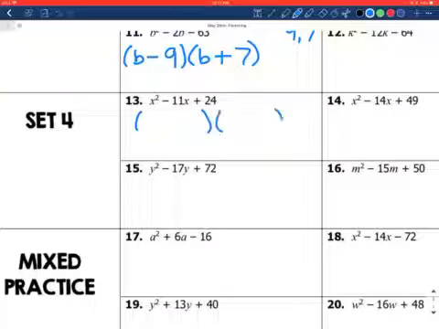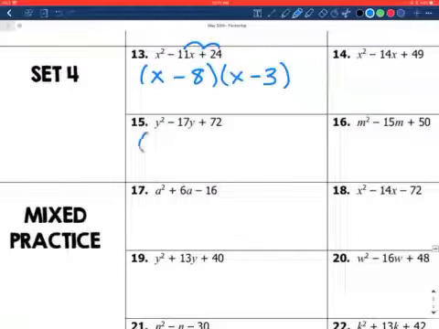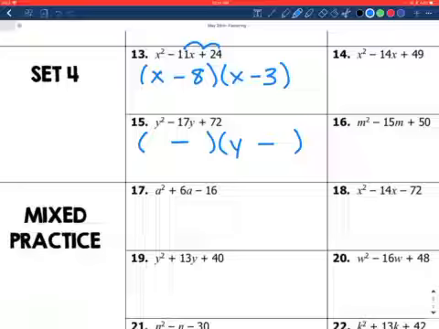Lastly, set 4, two sets of parentheses, drop your first sign. Second sign tells you they are the same. So now we have to have 2 minus signs because they're going to be the same. Factors of 24 that will add to give us 11 are 8 and 3. For number 15, drop your first sign. Second sign tells you they'll be the same. Put your y's down. Factors of 72 that will add to give us 17.